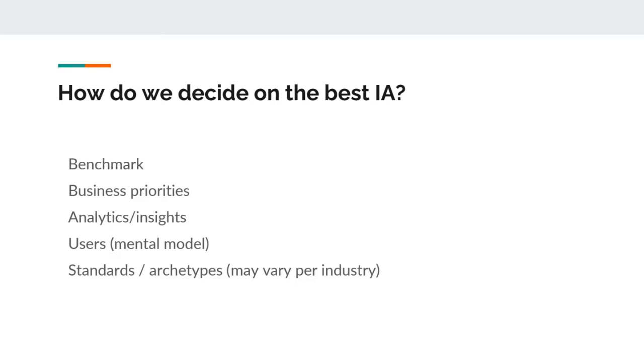So how do we decide on the best IA, the best information architecture that we want to do? There are certain steps that we can follow. When you do your assignments, I encourage you to do something very similar to this. We are going to do benchmarking, right?